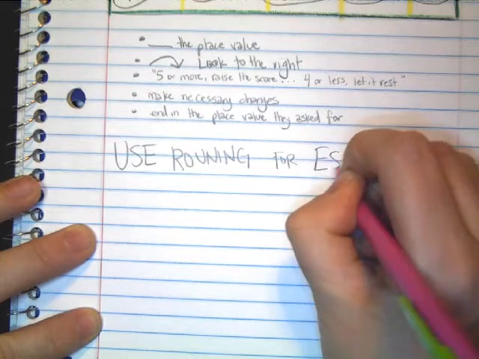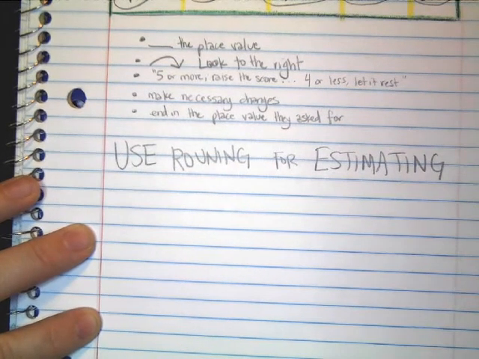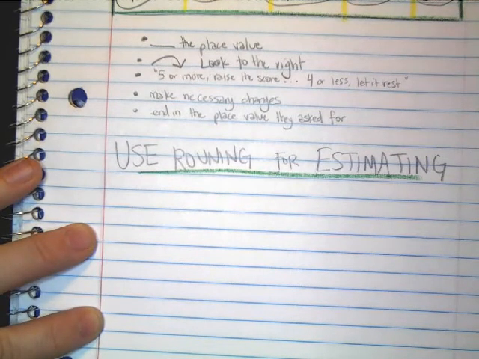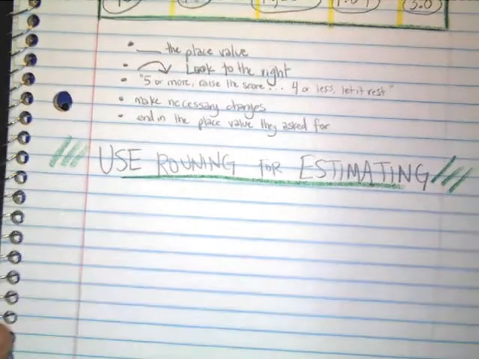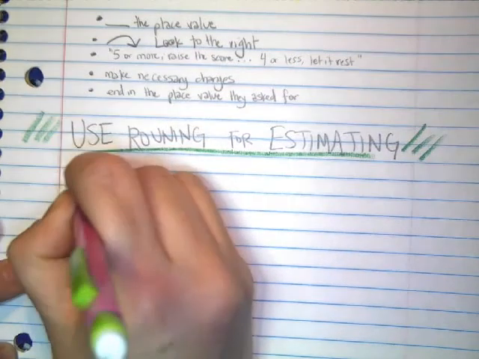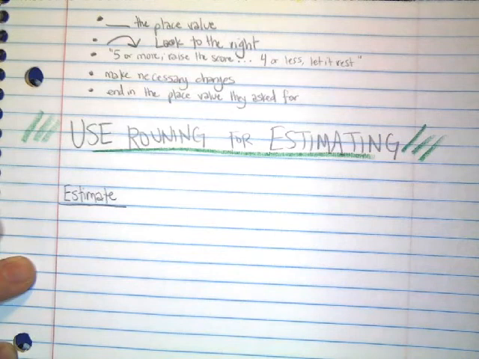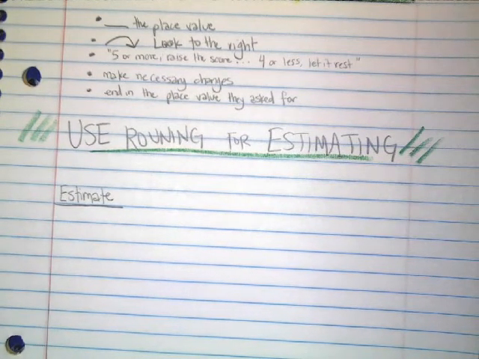Will you write that really big across the paper? And underline it in green. Use rounding for estimating. So we write estimate and exact. Do you remember us doing that? We just did it the other day in our journal.